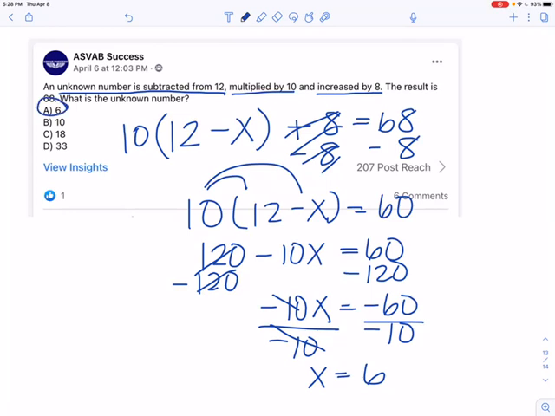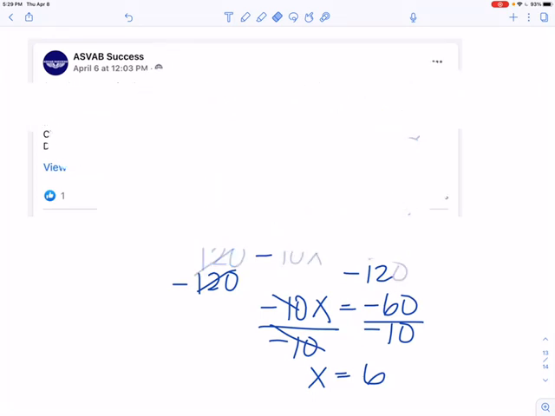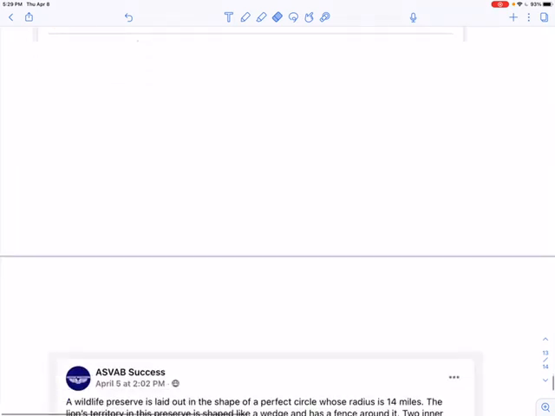If you're not sure about that, a good way to check it is to put it in here. 12 minus 6 and times 10, 60, plus 8 gives me 68. So you can try that to check your work. Okay? All right, awesome. Let's keep going. We still have another question.